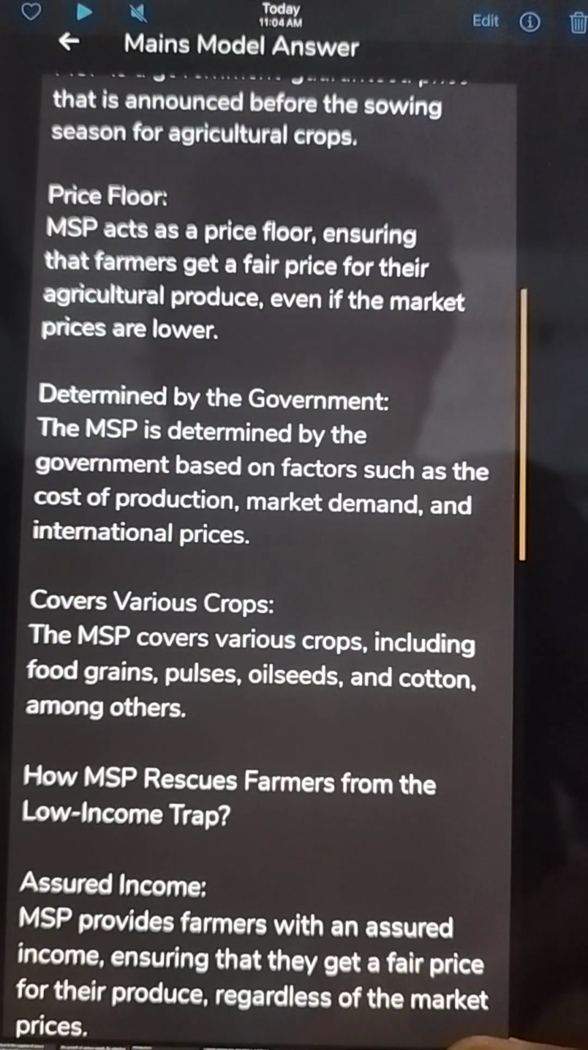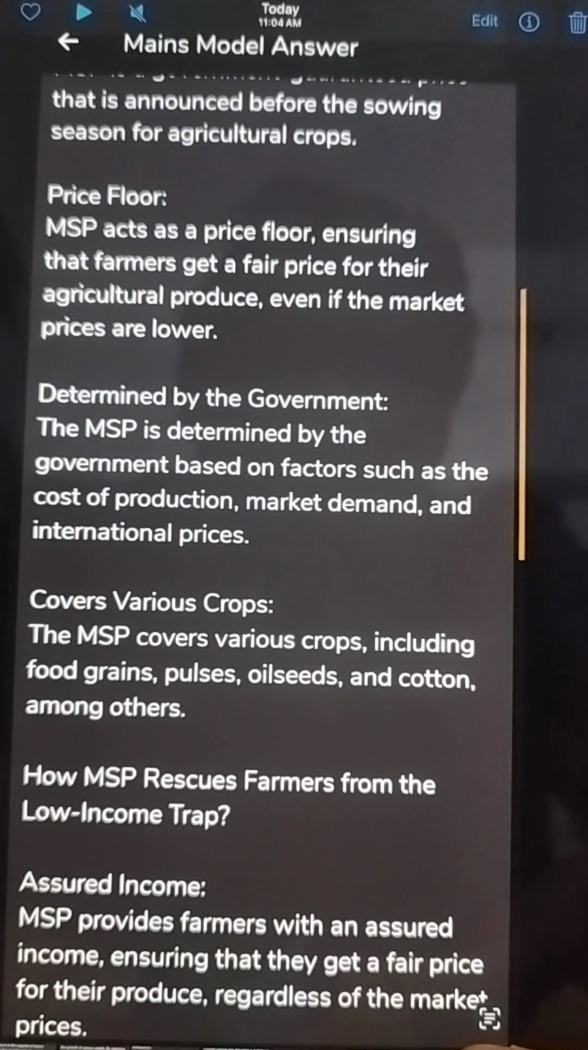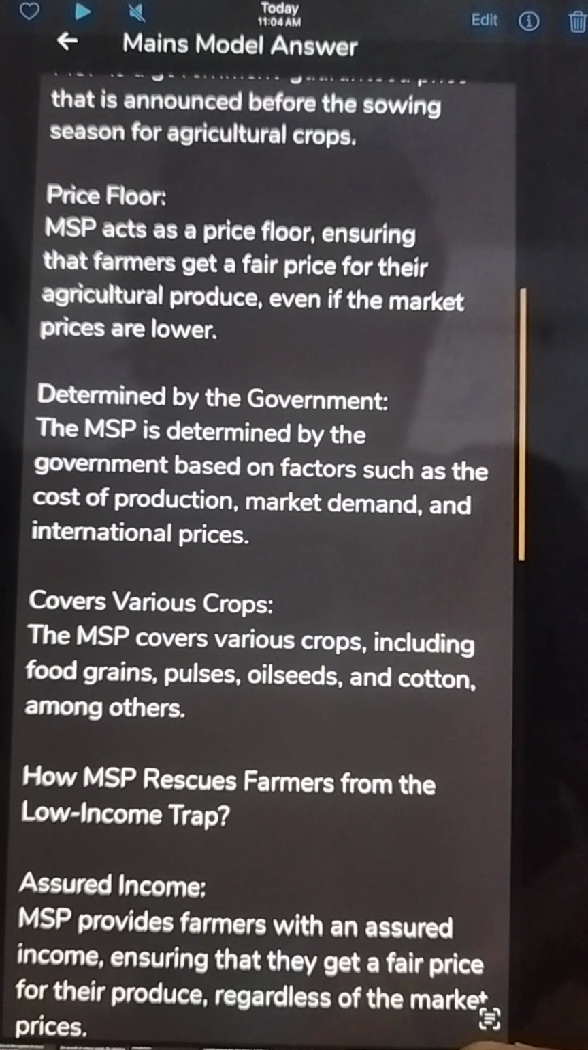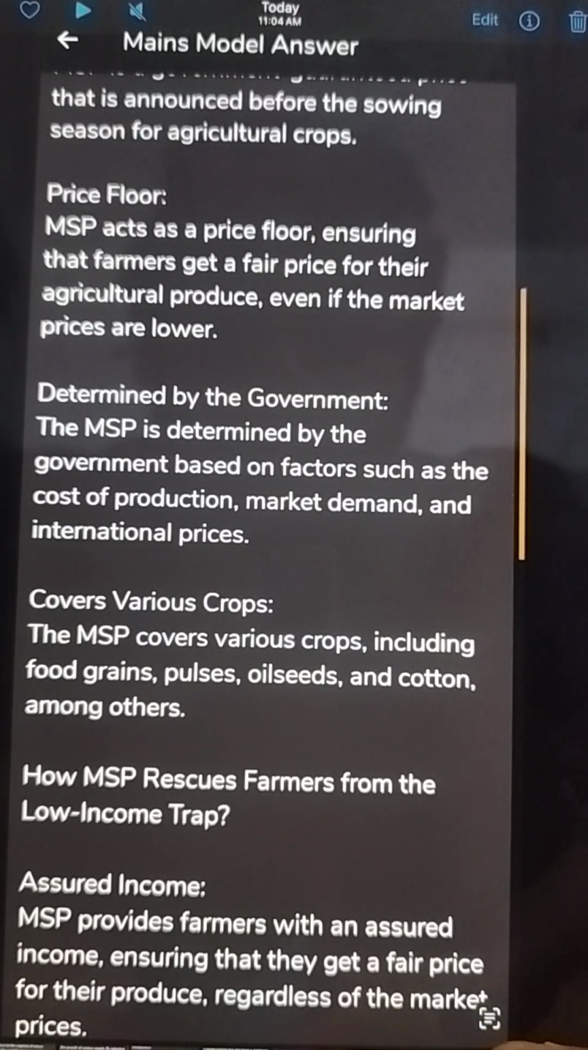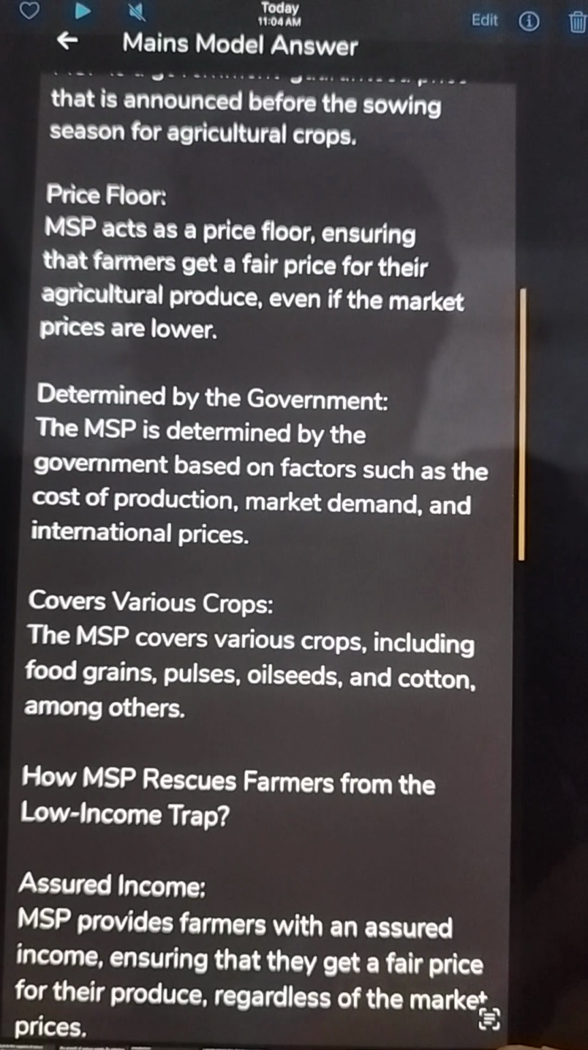MSP acts as a price floor, ensuring that farmers get a price for their agriculture produce even if the market prices are lower. Then third is determined by the government. MSP is determined by the government based on factors such as the cost of production, market demand, and international prices. Then comes cover various crops. The MSP covers various crops including food grains, pulses, oil seeds, and cotton among others.